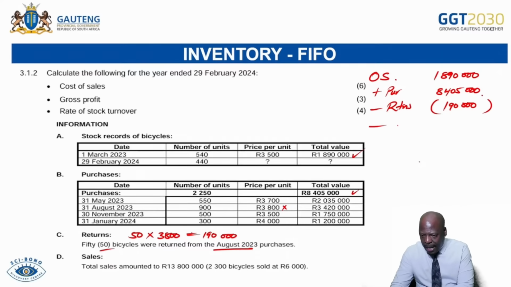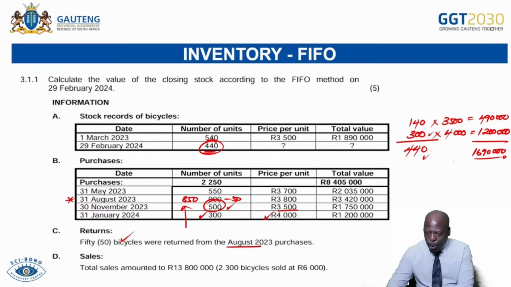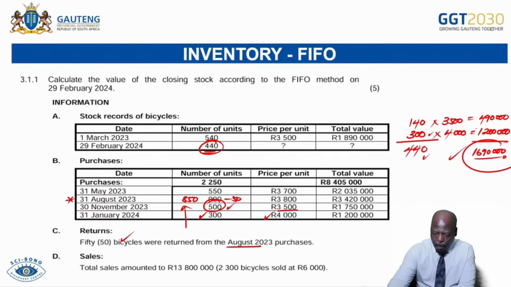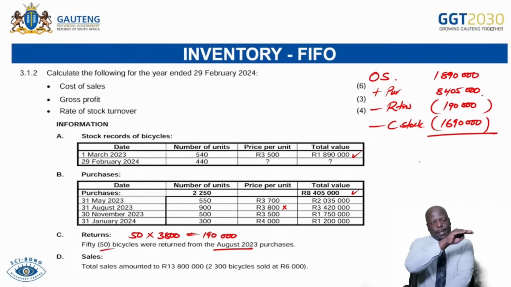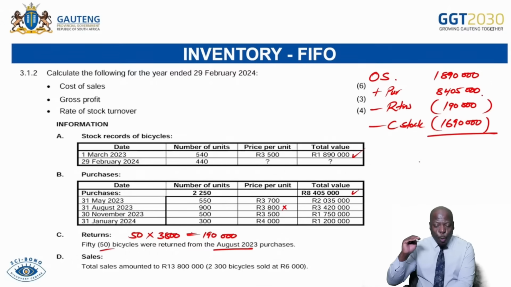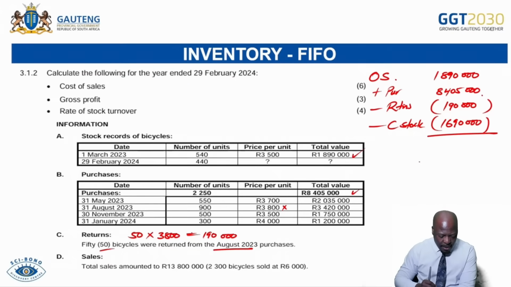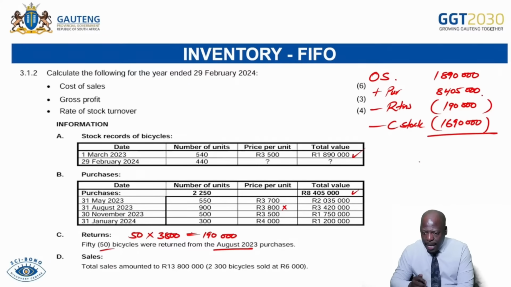Then I say minus closing stock. Closing stock, remember, we've already calculated it. How much was our closing stock? 1,690,000. Remember, we got that one earlier on. So I'm going to say minus 1,690,000. You see that? So even if you write it as a sentence, it is the signs that are very key. So you are saying your 1,890,000 plus your 8,405,000 minus 190,000 minus 1,690,000. Okay, let's see how much that would give us.